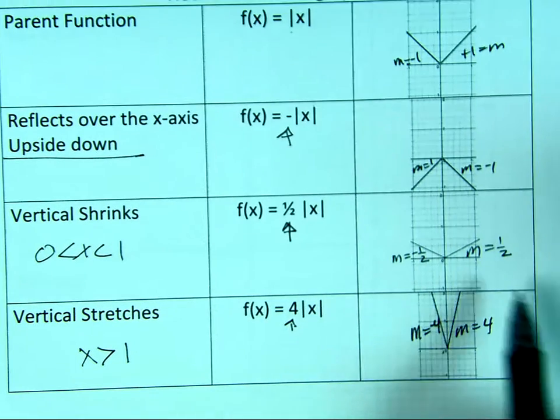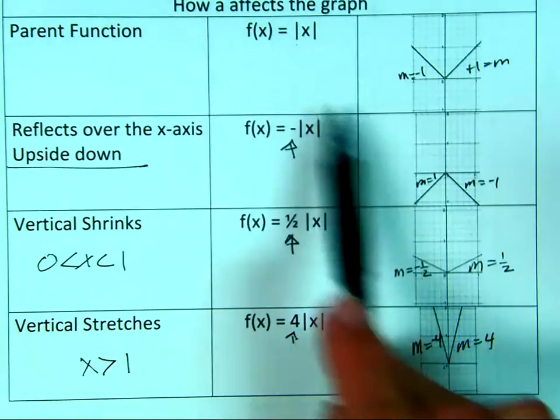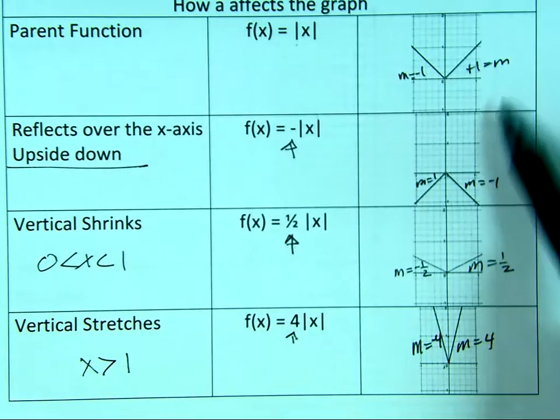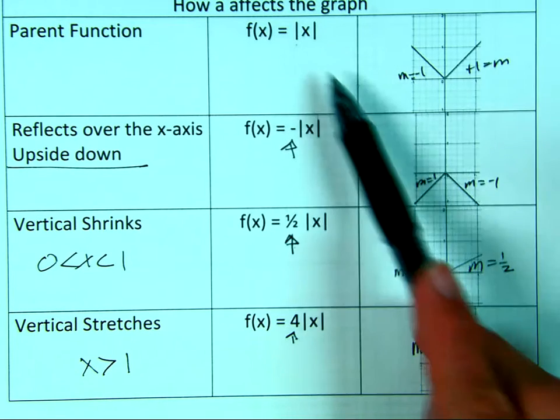Now take a minute to look at those slopes. What do you notice about the number in front? You see how it's the slope? Like this is 1 and negative 1.